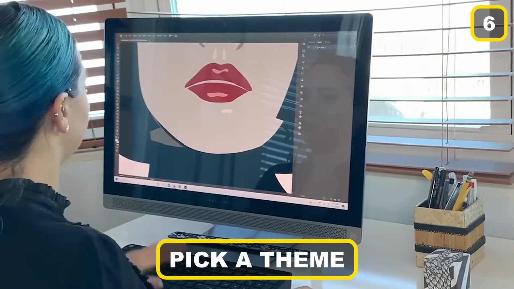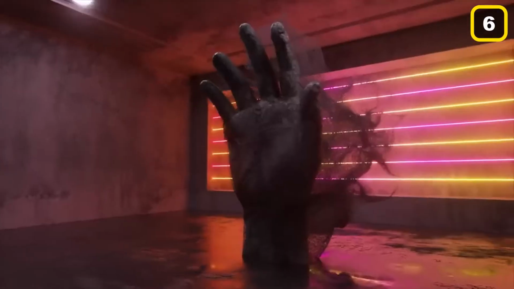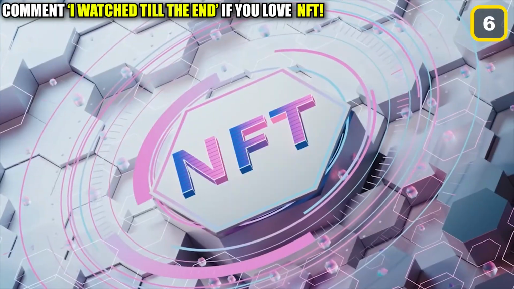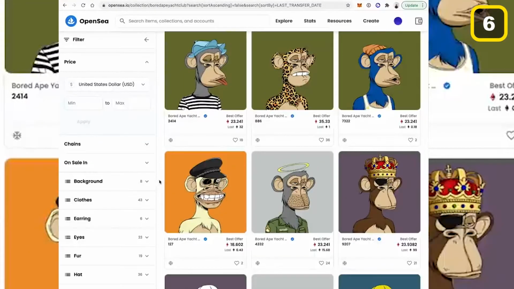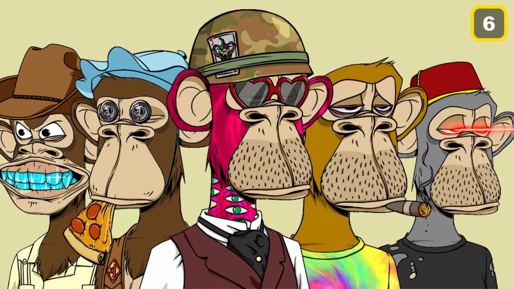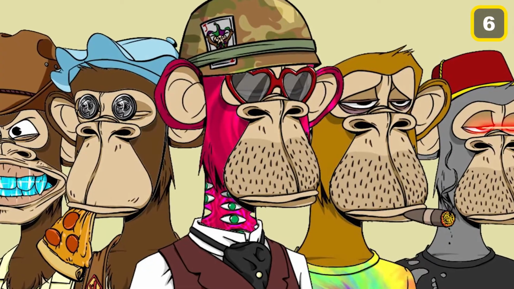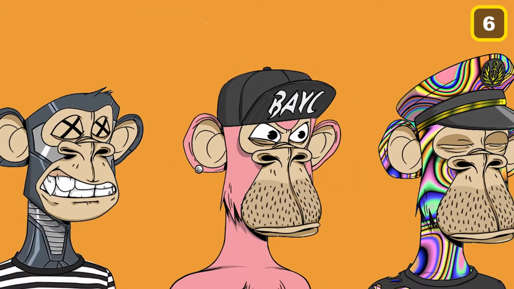Number 6, pick a theme. Setting up an entire NFT project on your own is a big task, so we have to take this step by step and start from the very basics. The first step in this grand plan is to pick a theme that your NFTs will have. What we mean by this is that just like the Bored Ape Yacht Club have the theme of apes dressed up in different costumes, your NFT should have a general theme as well.